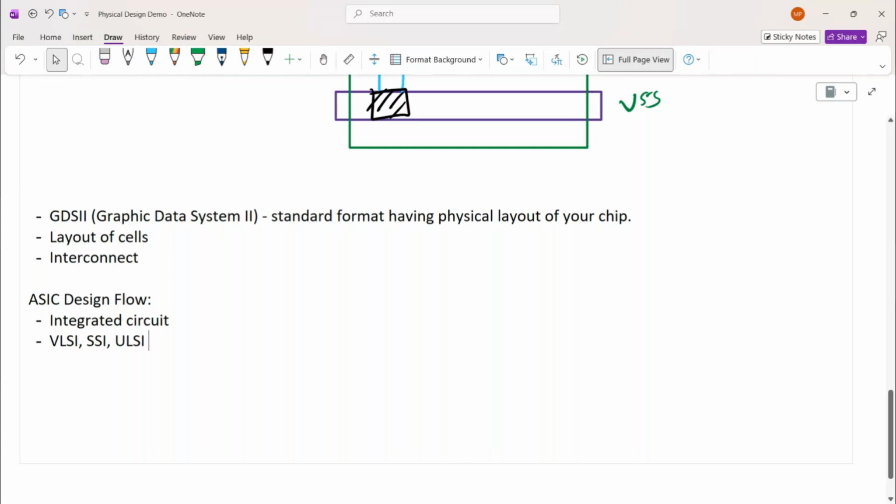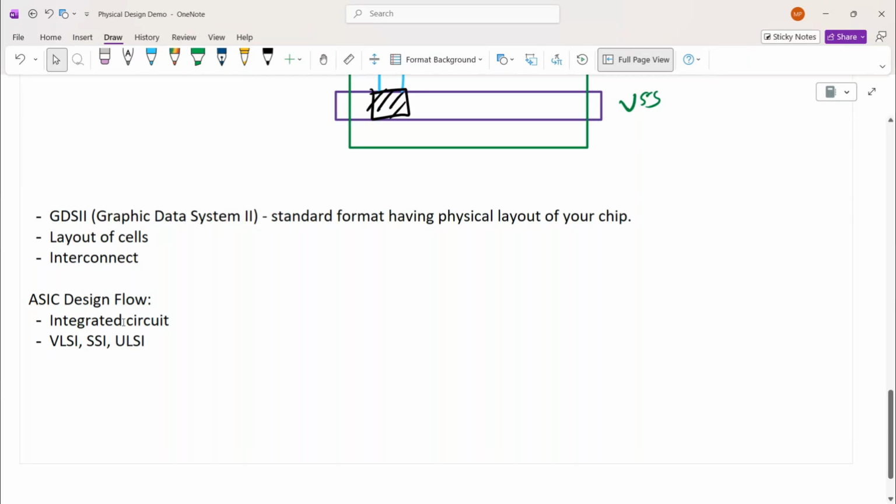ULSI is also there, right? ULSI, so VLSI, thousands of transistors, lakhs of. ULSI, billions of transistors, few to billions of transistors, right? VLSI, thousands of transistors, right? SSI, fewer transistors, like that. Correct. So this is how the evolution of your IC has gone till now, right?